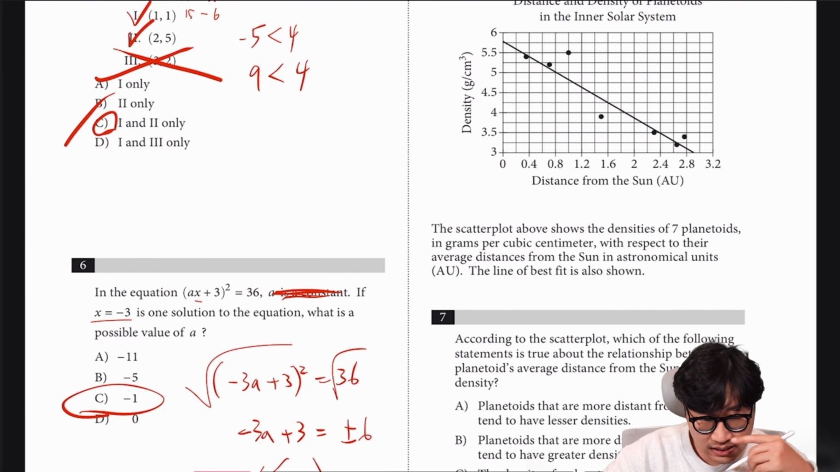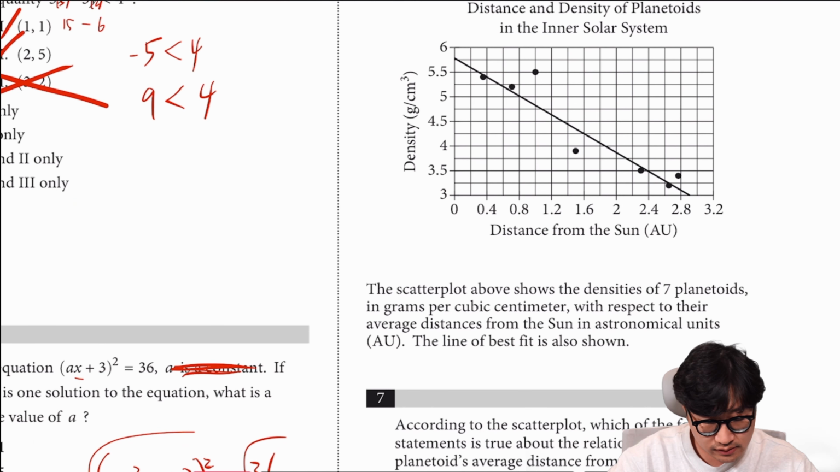And then 7 and 8 have to do with this graph. I don't know what this is, but 7 of them. And then, yeah, whatever. Okay.